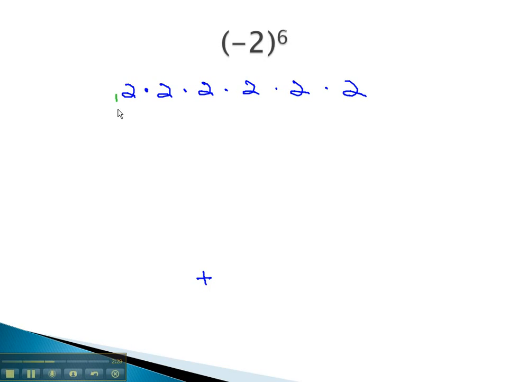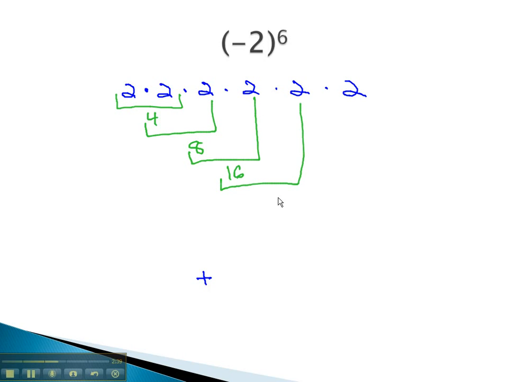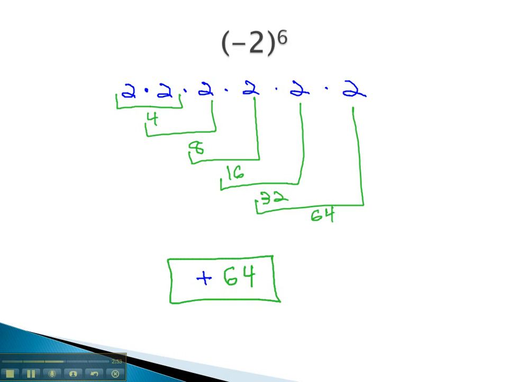And so we just have to multiply, and we can multiply by 2 in our heads probably. 2 times 2 is 4. 4 times 2 is 8. 8 times 2 is 16. 16 times 2 is 32. And 32 times 2 is 64. And because we had an even exponent, we know the answer is positive 64 for our final solution. We don't really need the positive, but I'm just writing it for emphasis here.